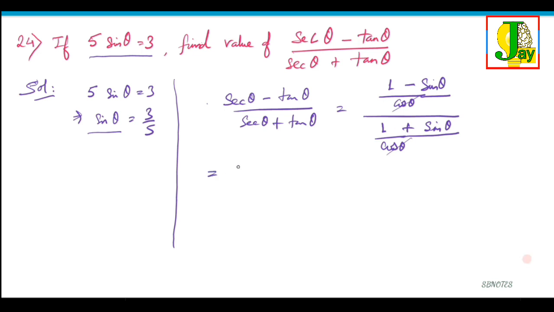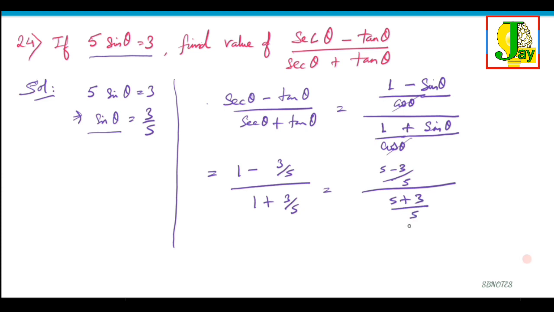So now I have 1 minus 3 by 5 upon 1 plus 3 by 5. Taking LCM in the numerator and denominator, 5 minus 3 by 5 over 5 plus 3 by 5. The 5 gets cancelled, so you have 2 by 8, that's 1 by 4. I think this is the simpler way to solve, because finding all the other ratios takes a bit of time. This is a time saving method.